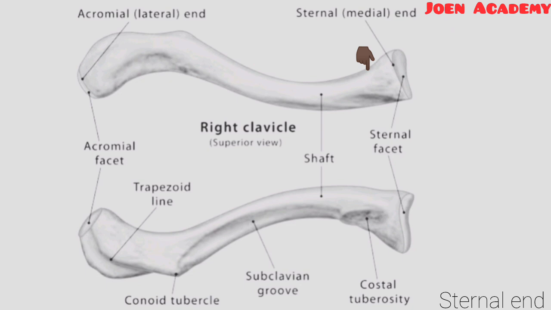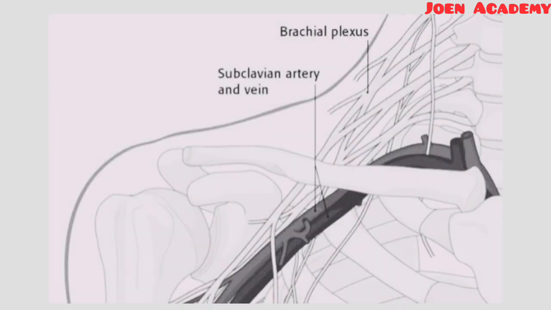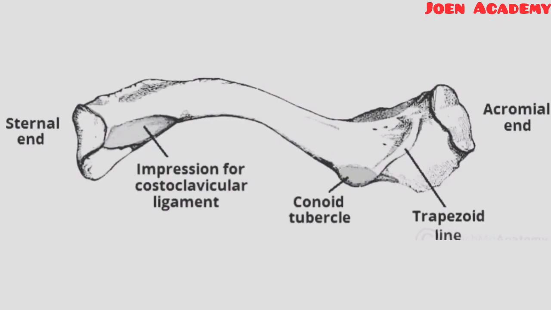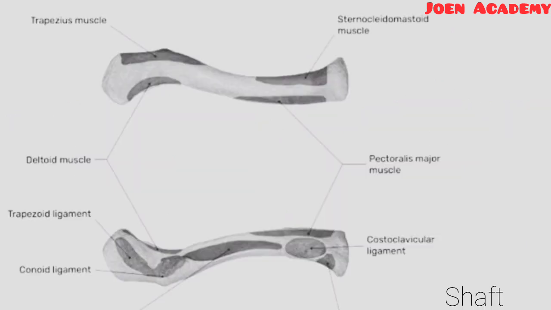It contains a large facet for articulation with the manubrium of the sternum at the sternoclavicular joint. The inferior surface of the sternal end is marked by a rough oval depression for the costoclavicular ligament. It is a ligament of the sternoclavicular joint. The shaft of the clavicle acts as a point of origin and attachment for several muscles, which are the deltoid, trapezius, subclavius, pectoralis major, sternocleidomastoid, and sternohyoid.